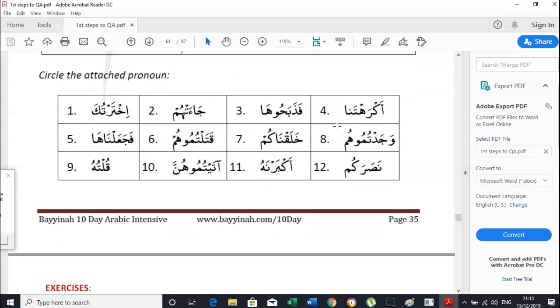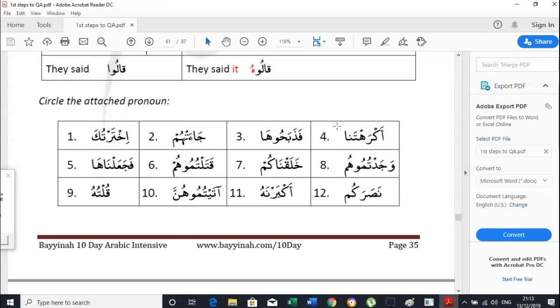Okay, let's do that exercise right now. Number 1, اخترتك. So, yeah, very good. Follow the step. You identify what first? Even before I asked the question, mashallah, you answered. Okay, attached pronoun first. Okay, what's the attached pronoun? اخترتك, number 1. اخترتك. Ka.